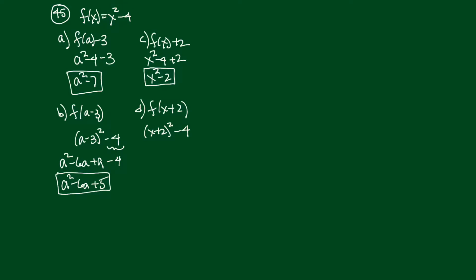Let's expand this, x plus 2 squared. So we'll square the first, getting x squared. Multiply the two terms together, 2x, but you double that, so you get 4x. And then you square the last, so you get plus 4. But then we've got that minus 4, so those are going to go out. So we'll end up with this, x squared plus 4x.